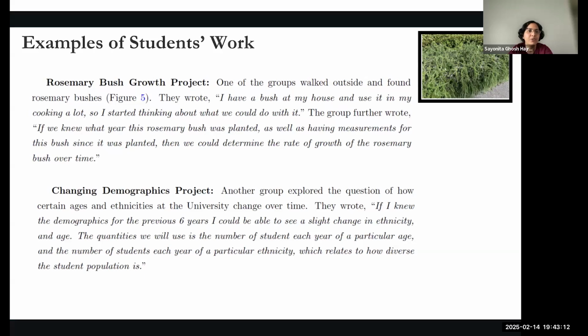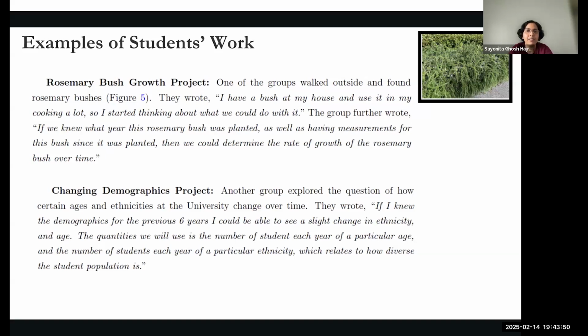The first one was the Rosemary Bush Growth Project. Here, one of the groups wrote that they went outside the classroom and found rosemary bushes. And they wrote, "I have a bush at my house and use it in my cooking a lot, so I started thinking about what we could do with it." The group further wrote, "If we knew what year this rosemary bush was planted, as well as having measurements for this bush since it was planted, then we could determine the rate of growth of the rosemary bush over time."